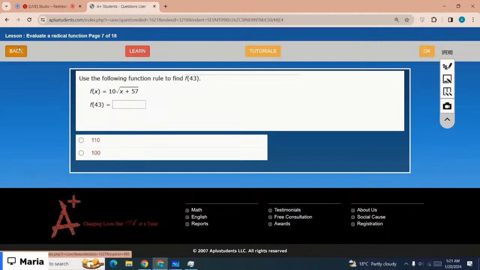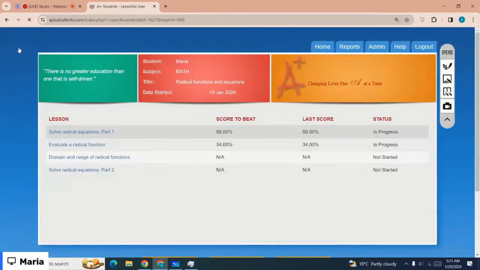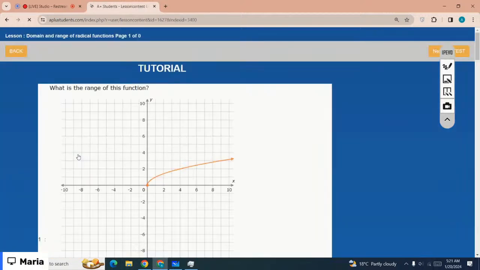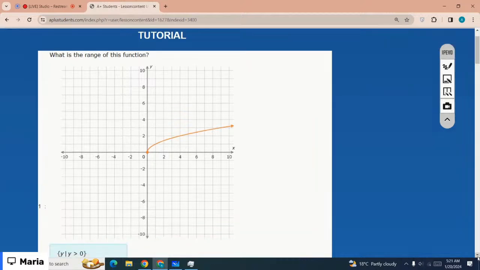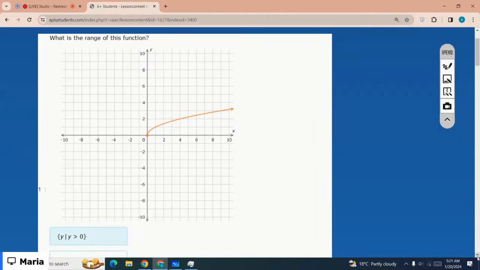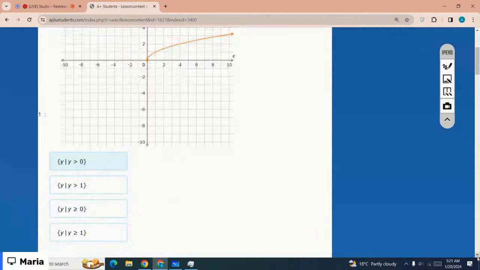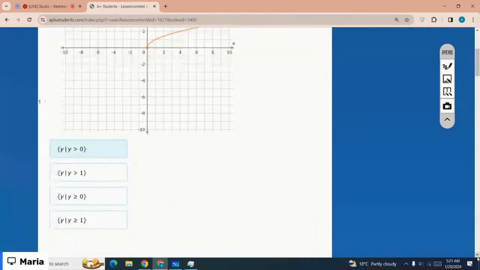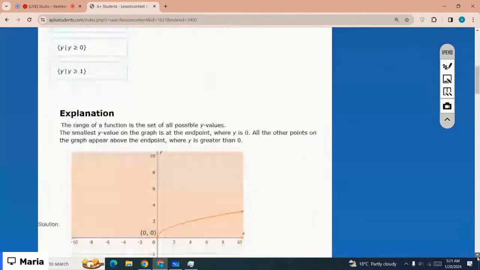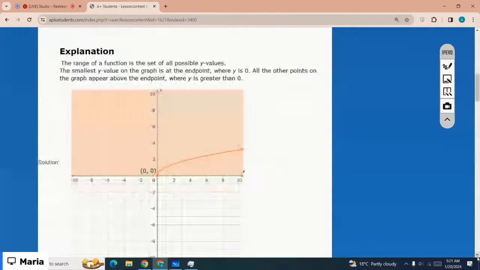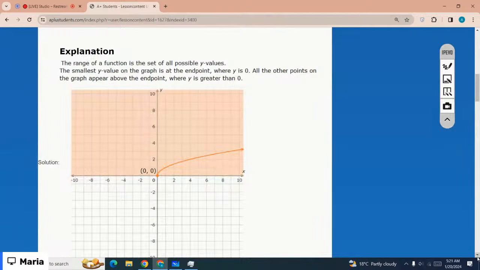Let me just move on to the next lesson, and the next lesson is domain and range of radical functions. Okay, what is the range of the function? The range of the function is the set of all possible y values, right? Domain is the x values and range is all the y values, right?